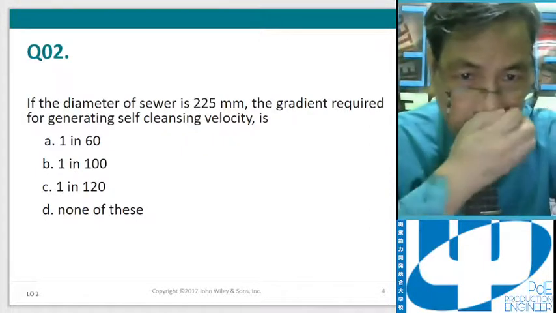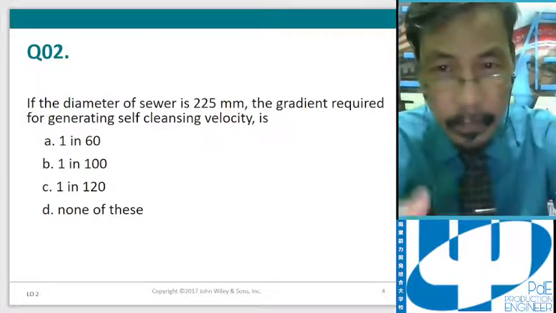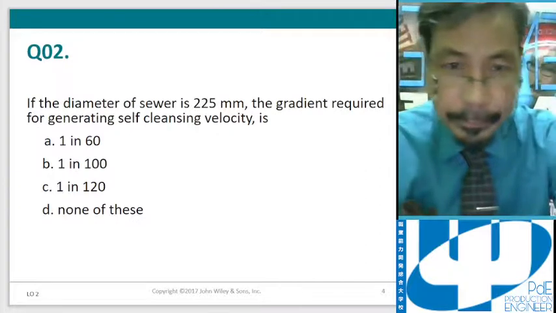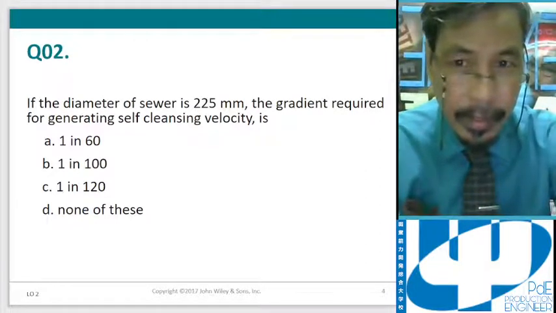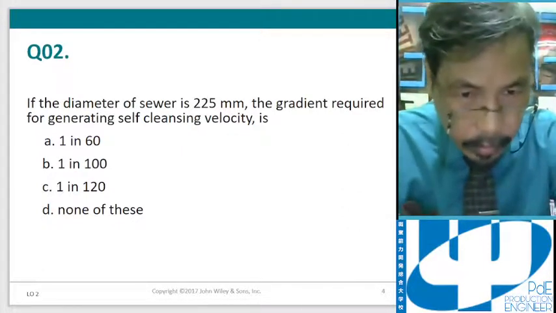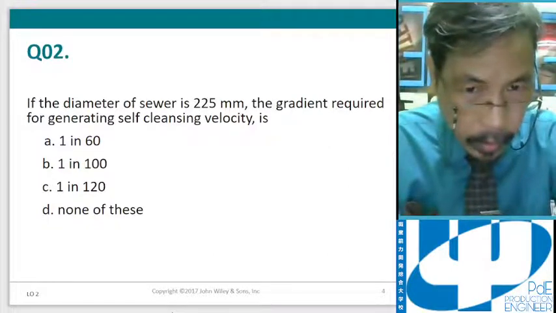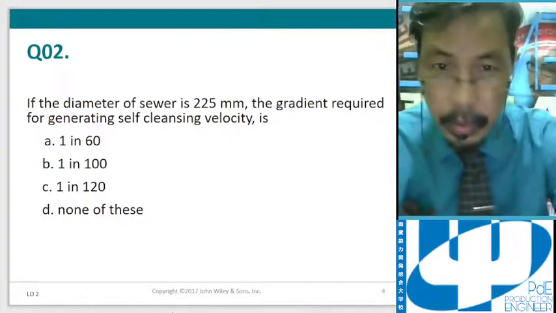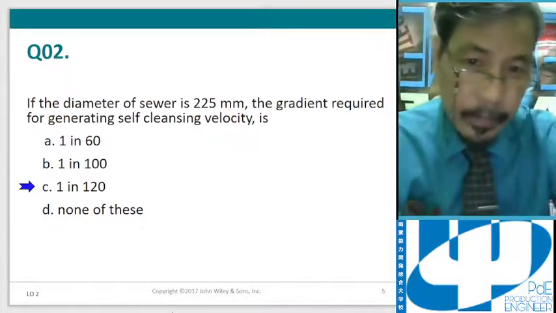Okay, then gradient is the slope required in order for the pipe to be cleansed at its own flow rate. So this is about 120. It's about 120. So the answer is, let's take a look. It is 1 in 120. Okay.